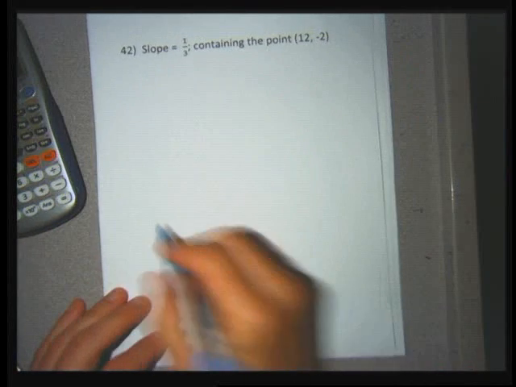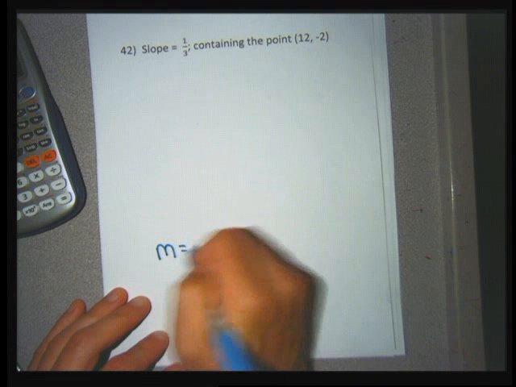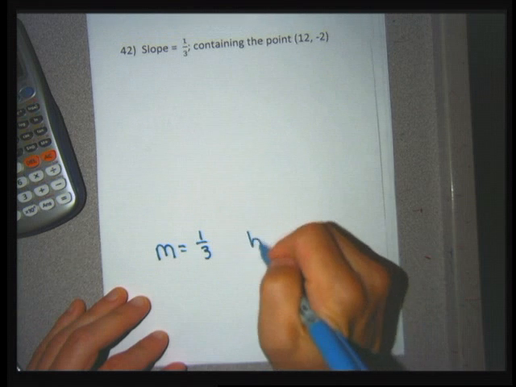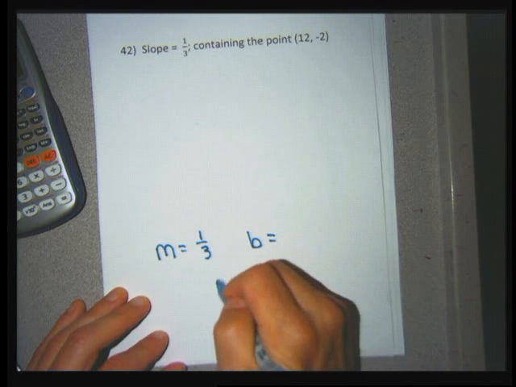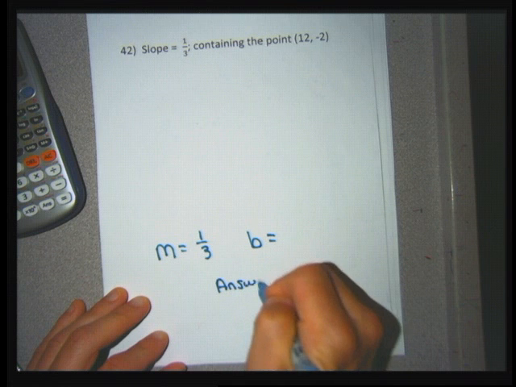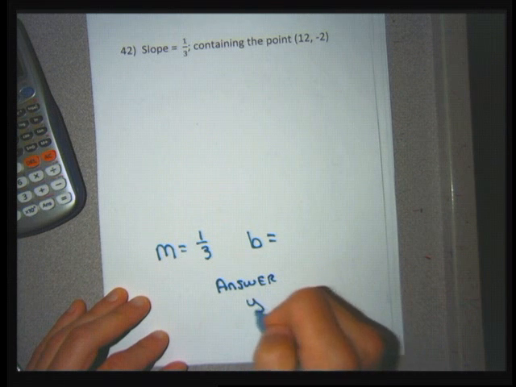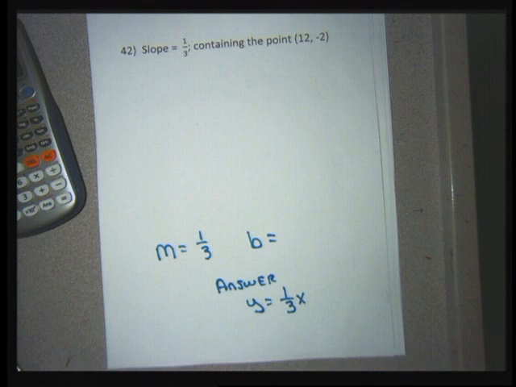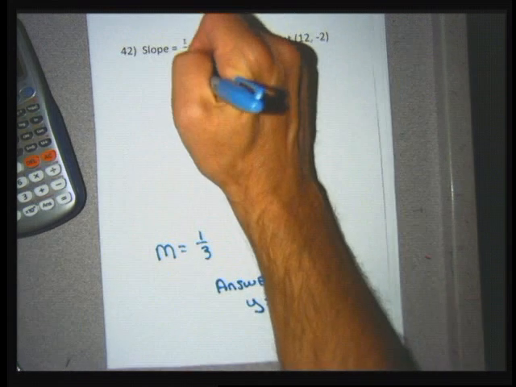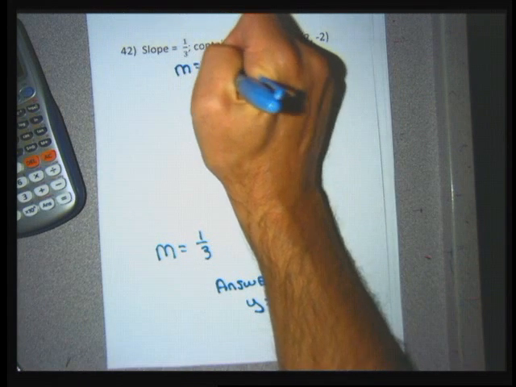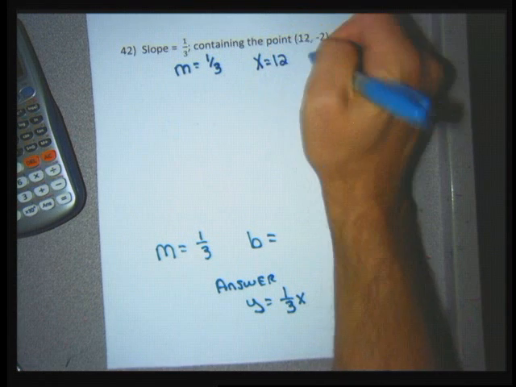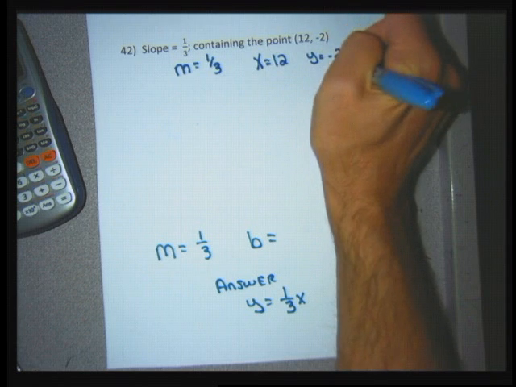As I read 42, the slope of the line, the m that fits the problem, is 1/3. The b that fits the problem, I don't know. So when I go to write my answer, I'm trying to find the equation of the line that fits the data. I know the number that goes in front of the x is 1/3. I don't know the b, so I need to solve for b. I solve for b by taking the values that are given. The 1/3 is the m. The x coordinate of the point that's given is 12. The y coordinate of the point that's given is negative 2.